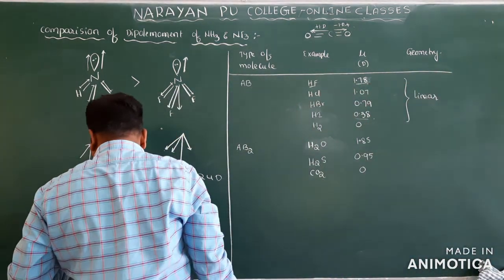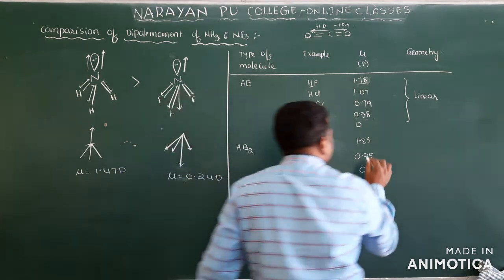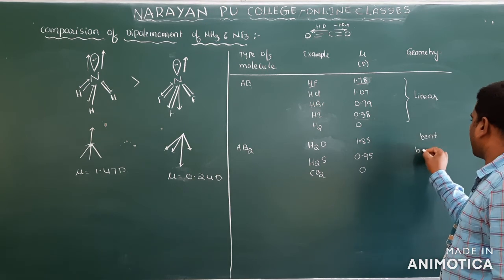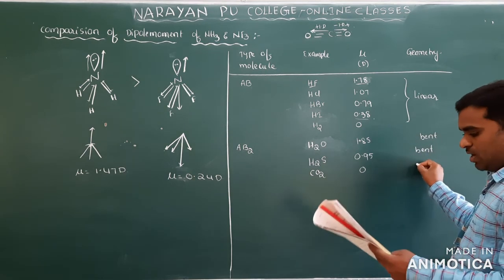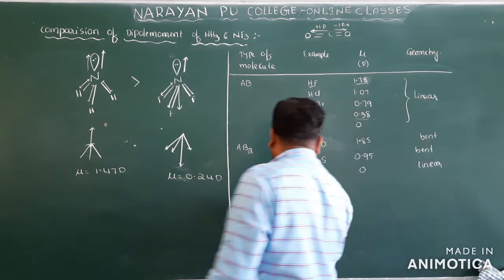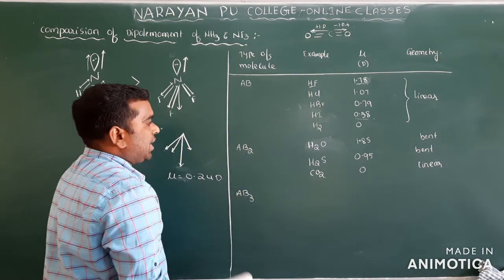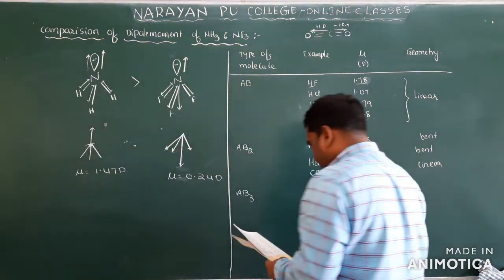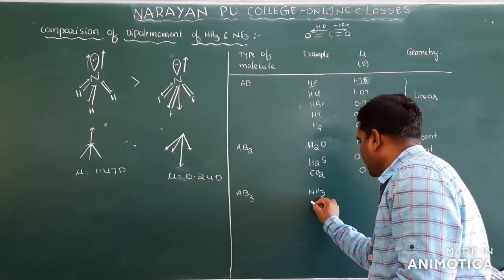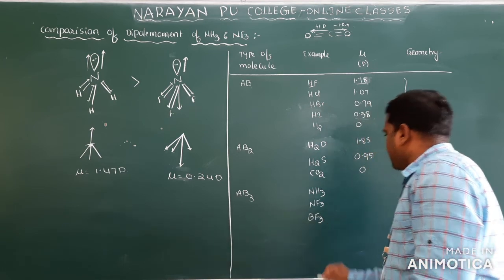In the same way, molecule. If you take a molecule here, this is the shape, these two are bent shape. We will discuss later what the shapes of these molecules are. CO2 is linear in shape. Next one is AB3 type molecule. Clear? AB3 type molecule. So if you take AB3 type molecules, NH3, the next one is NF3, and boron trifluoride. Clear? See now.